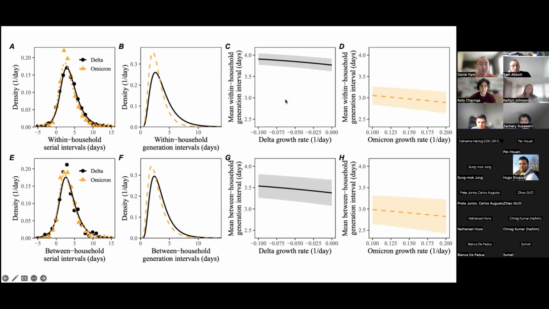And this is because you have these interactions between, I'm not going to explain, but essentially demonstrating that you can incorporate this serial interval framework to better estimate generation interval distributions.